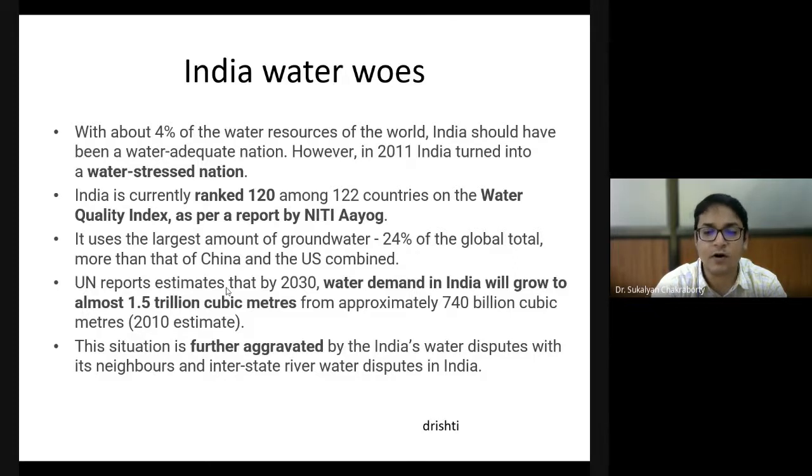This situation is further aggravated by India's water disputes with its neighboring countries and interstate river water disputes in India, between, say, Tamil Nadu and Andhra Pradesh. Interstate disputes are there also. So this is the situation of the water resources of our country.